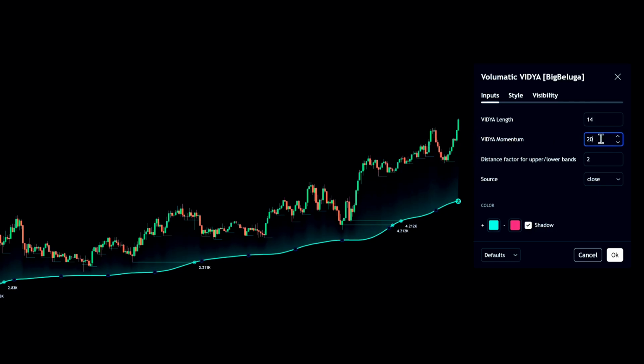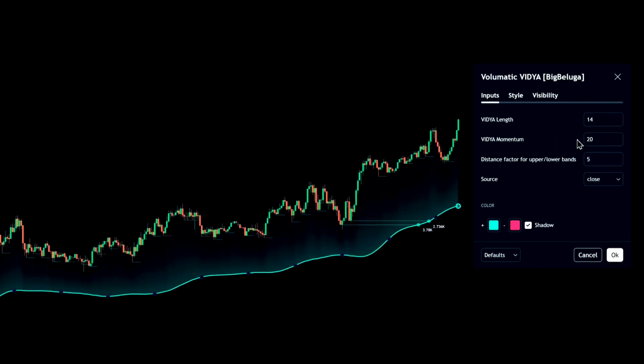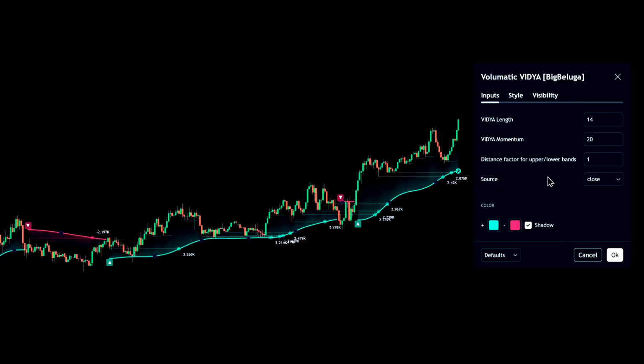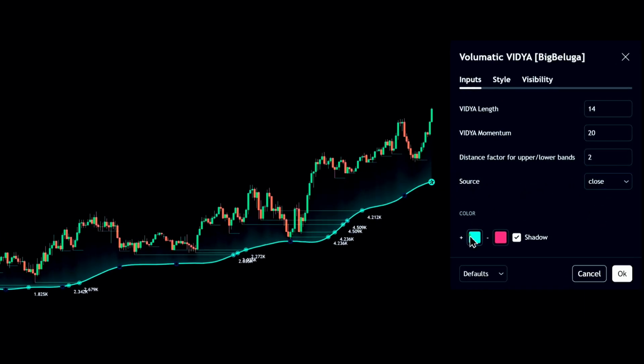The VIDIA momentum setting controls the number of periods used in the smoothing of the trend cloud. This helps adjust the sensitivity of the indicator. The distance factor for the upper and lower bands controls how far the bands are placed from the VIDIA line. Higher numbers place the bands further away from the price, which works better for volatile markets, while lower numbers bring them closer, which is better for stable markets. You can also customize the shadow colors or even disable the shadow.